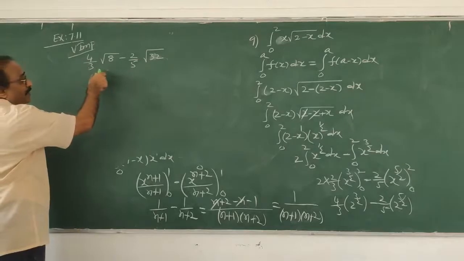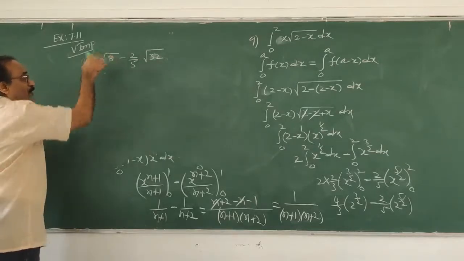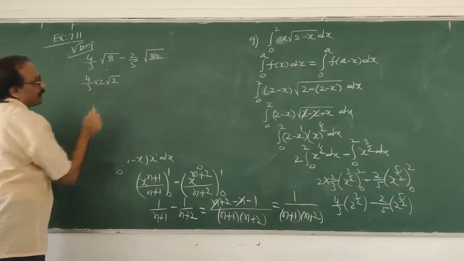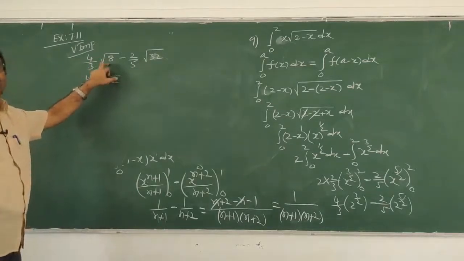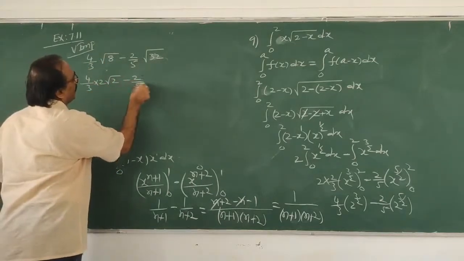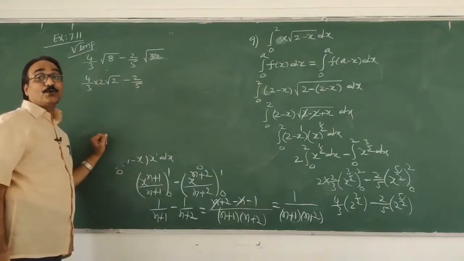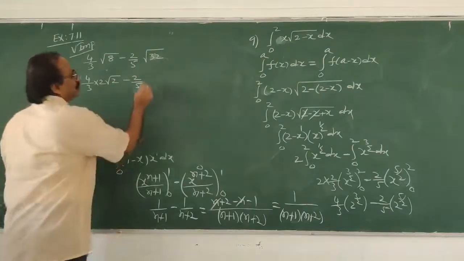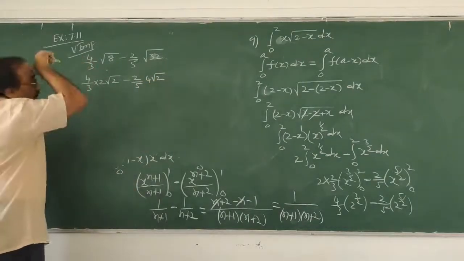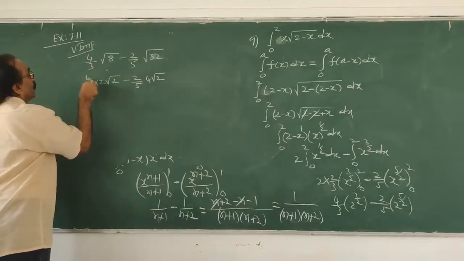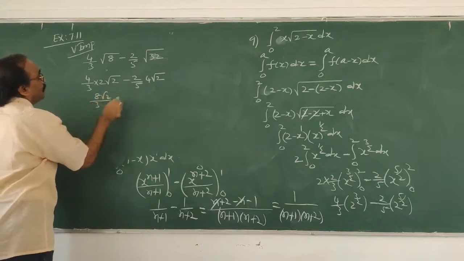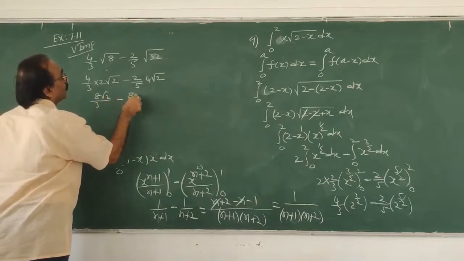If I write like this, you can understand very easily. 4 by 3, root 8 is 2 root 2, that is the reason I wrote root 8. 4 into 2 root 2. Minus 2 by 5, root 32 is root of 16 into 2, root 16 is 4, so 4 root 2. That is the reason I wrote like this. Now, how much do you get common here? See, 8 root 2 by 3 minus 8 root 2 by 5.